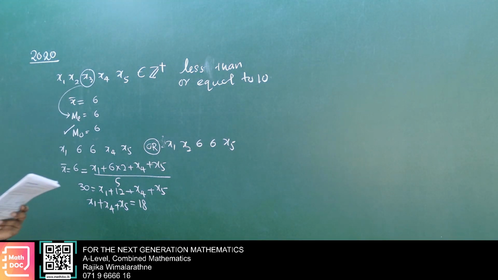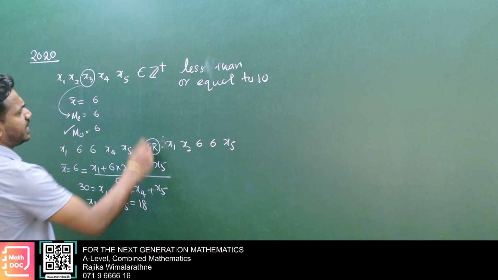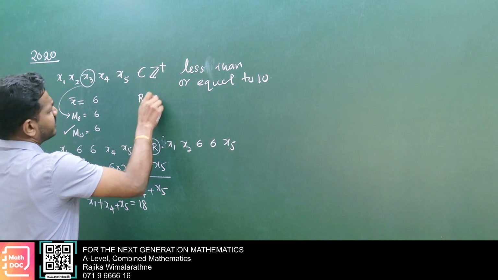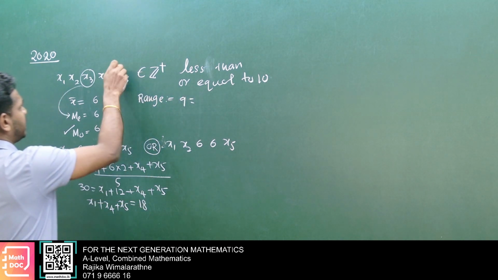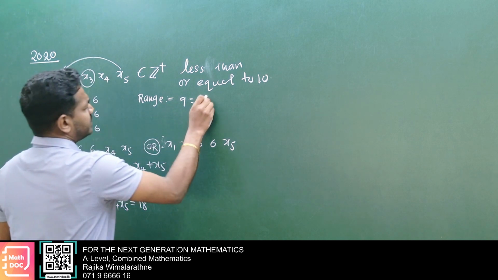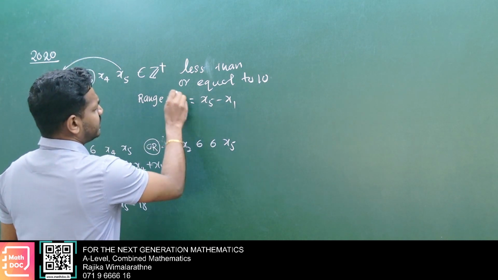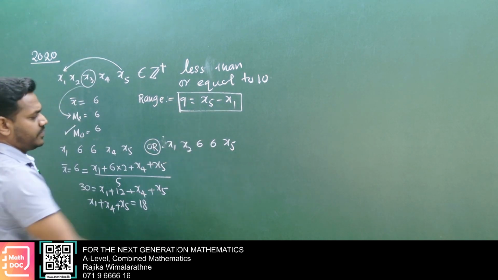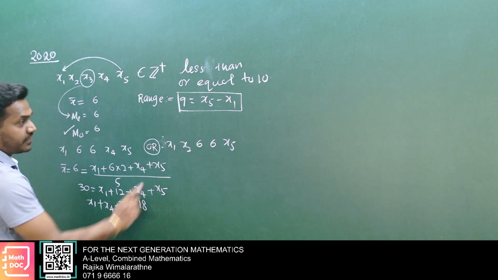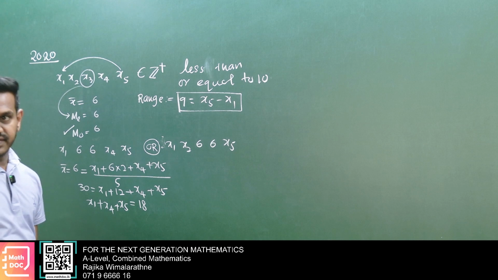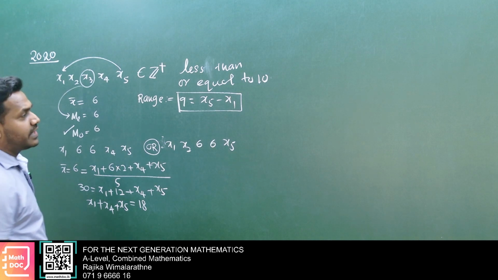Further, the range of the observations is 9, that is x5 minus x1 equals 9. Now we have two formulas, but we have 3 unknowns, so we can't find the values by solving the equations. Then you guess values here.